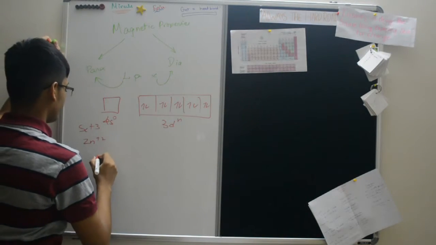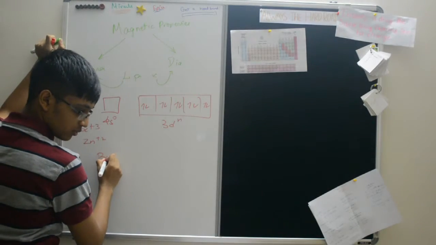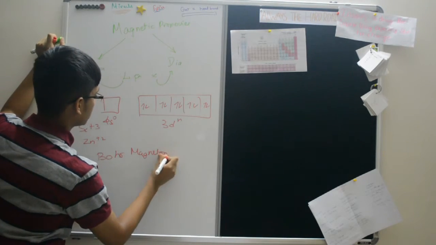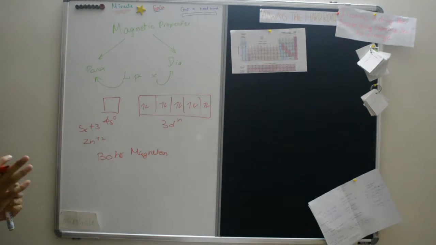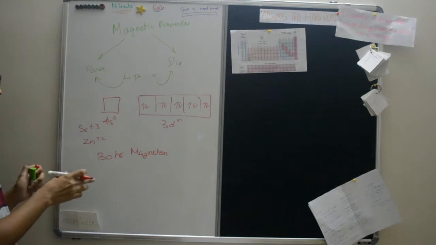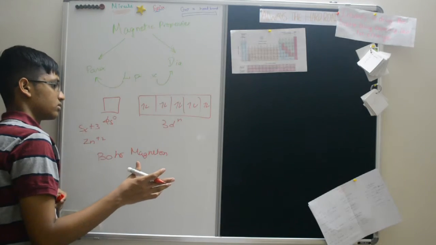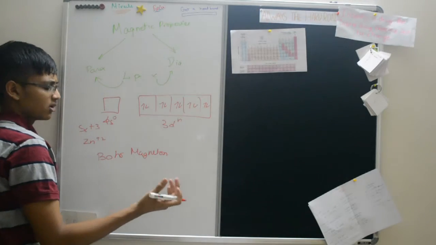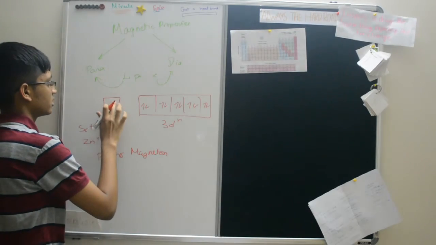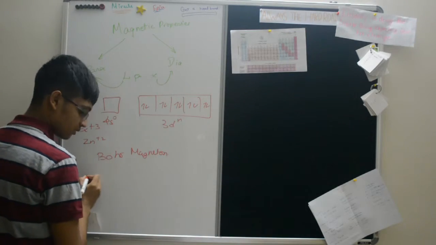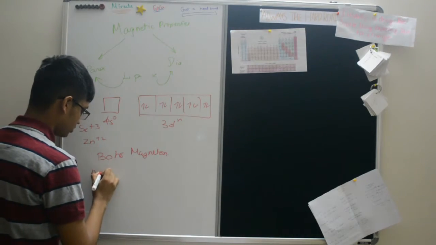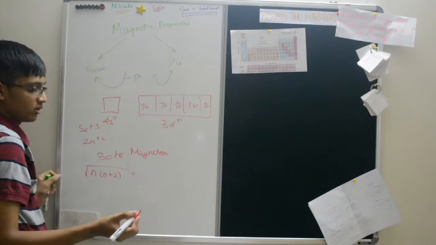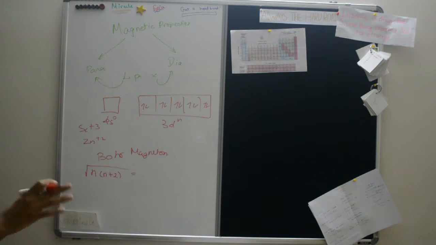And for paramagnetic we have a formula, and this is Bohr magneton. Bohr magneton is a sort of unit. It tells you the attractive pull power, so just assume it as the magnetic power. The formula is the square root of n into n plus 2. You will get some value, and that value is used for comparing between different elements.